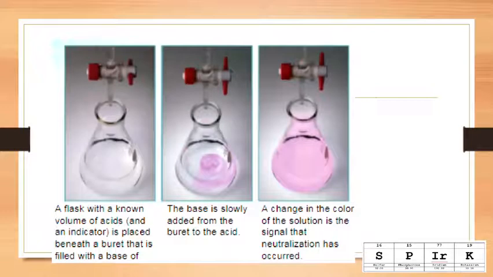It sounds like something so simple, but these are actually very hard to perfect and very hard to get just right. But this is what it looks like in the lab. Let's start on the left and work our way towards the right. A flask with a known volume of acid and an indicator is placed beneath a burette that is filled with a base of a known concentration. In the center, the base is slowly added from the burette to the acid, and then a change in the color of the solution is the signal that neutralization has occurred.